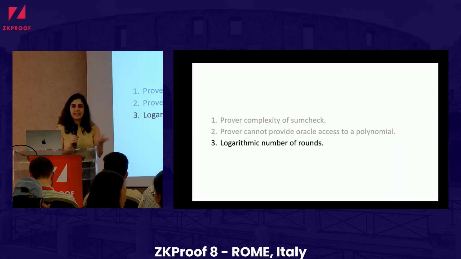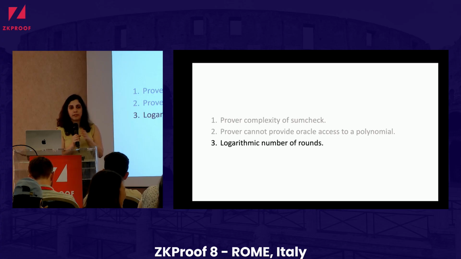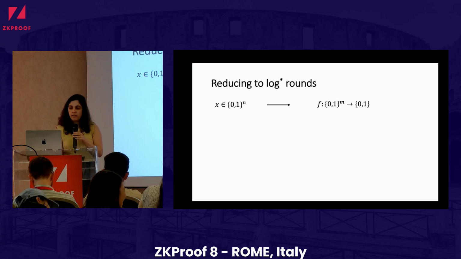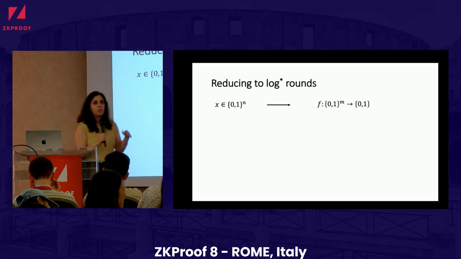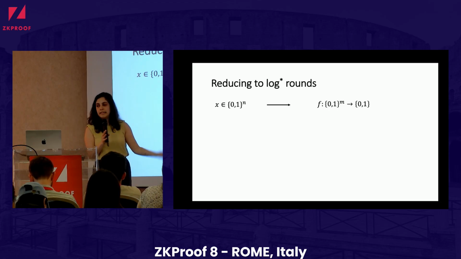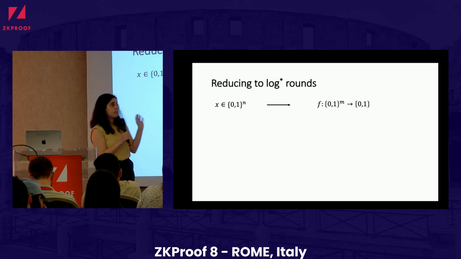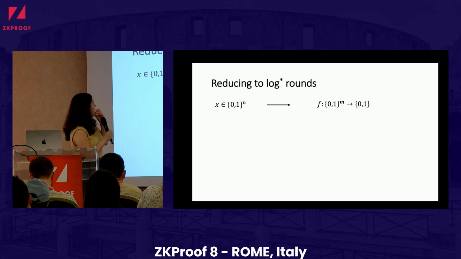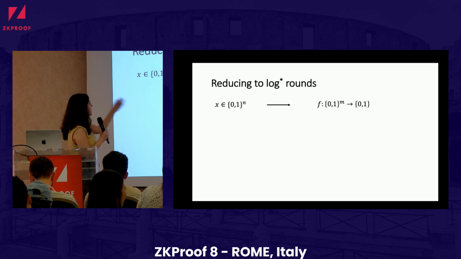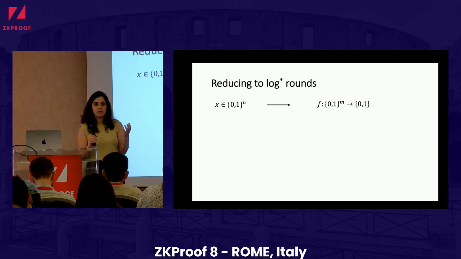One last thing that I didn't tell you is how to reduce from log rounds to log star. So let's remember where this log is coming from. We started with our string, and then we turned it into a function on {0,1}^m. And we said that, okay, in this case, m is log n, and SumCheck has m rounds. And this is where the log rounds are coming from.